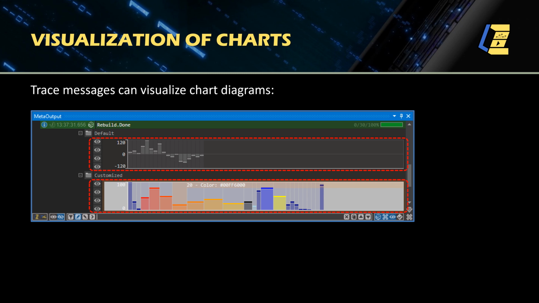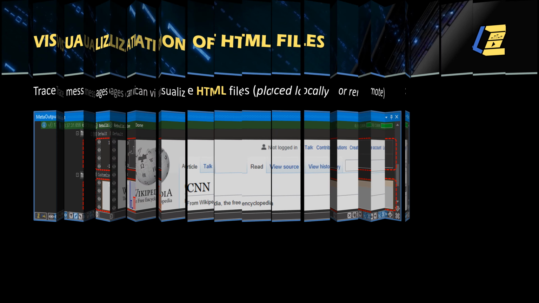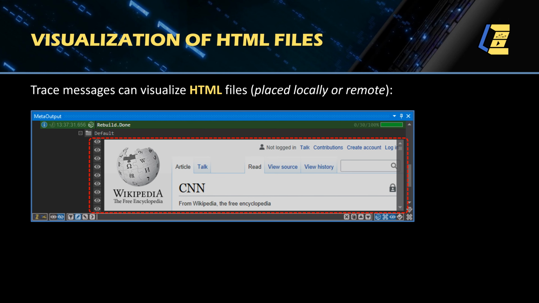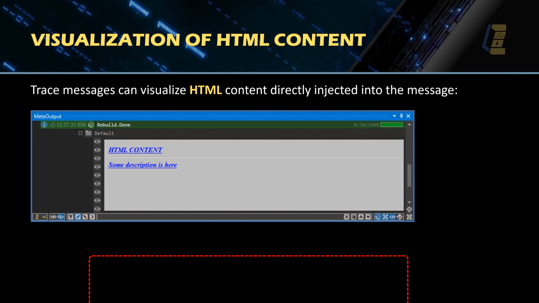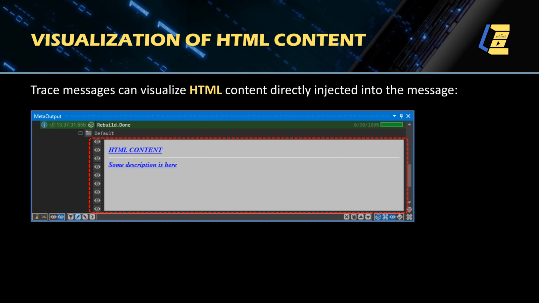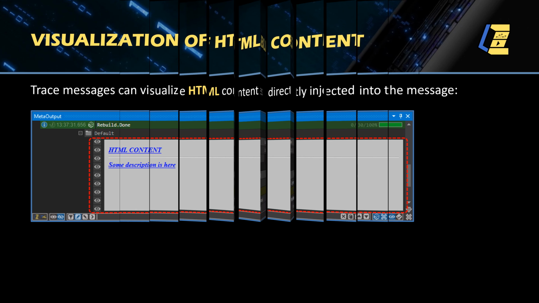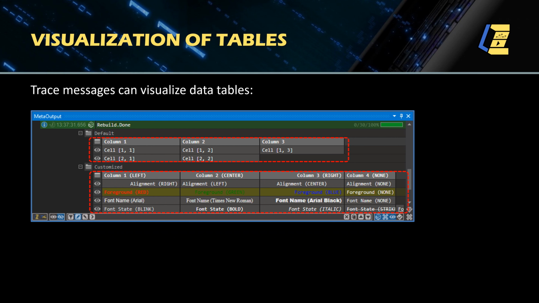Visualization of charts. Trace messages can visualize chart diagrams. Visualization of HTML files. Trace messages can visualize HTML files, placed locally or remote. Visualization of HTML content. Trace messages can visualize HTML content directly injected into the message. Visualization of tables. Trace messages can visualize data tables.